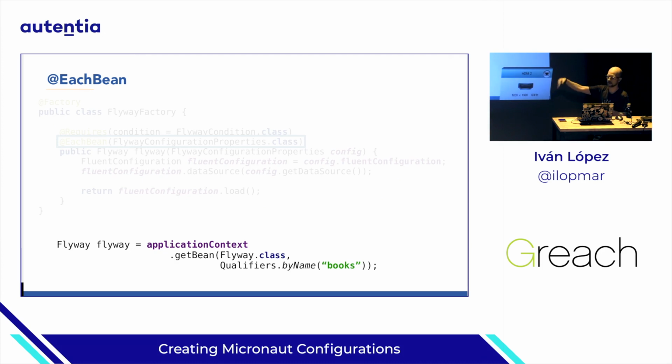And as I said before, you have here the option. If you want to get these Flyway beans, here I'm using get, so I know that the bean exists, and I can do the same Qualifiers.byName, books, and I will get a Flyway bean. And this Flyway object is the same class, so it's the class from the Flyway library, but this one is a Micronaut bean.